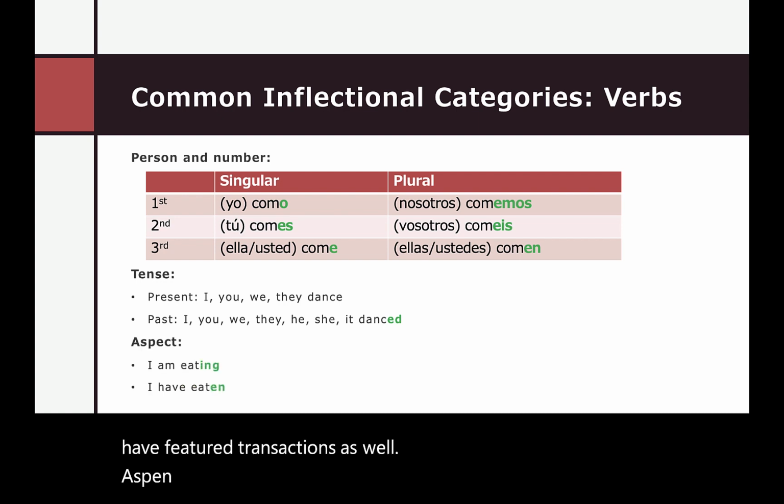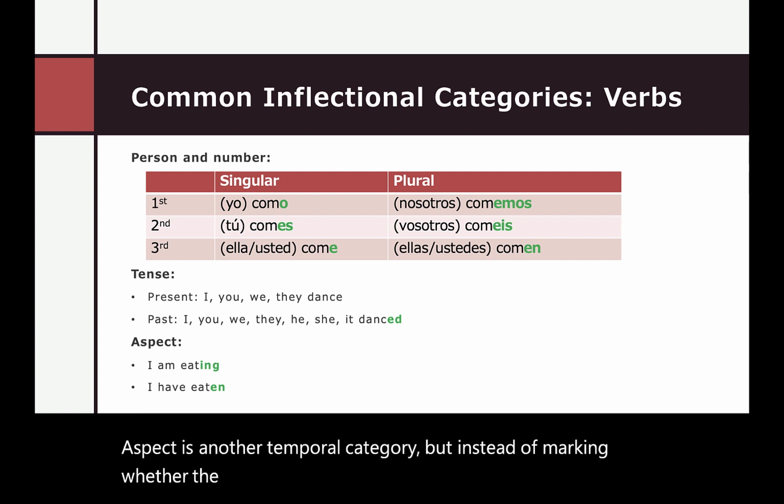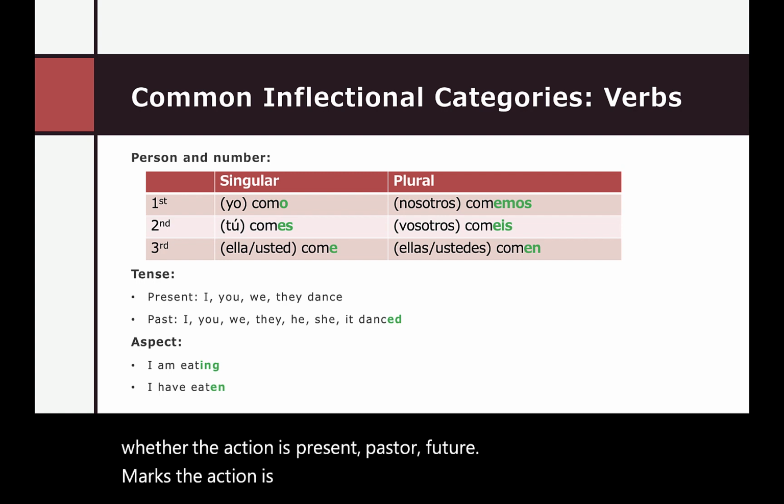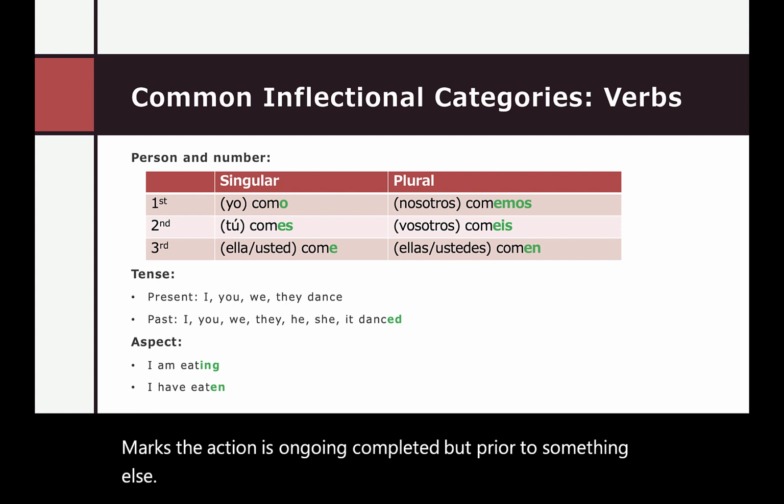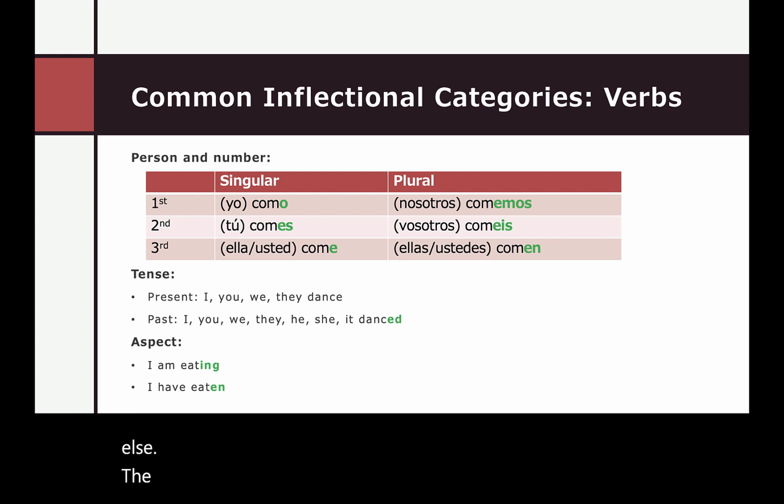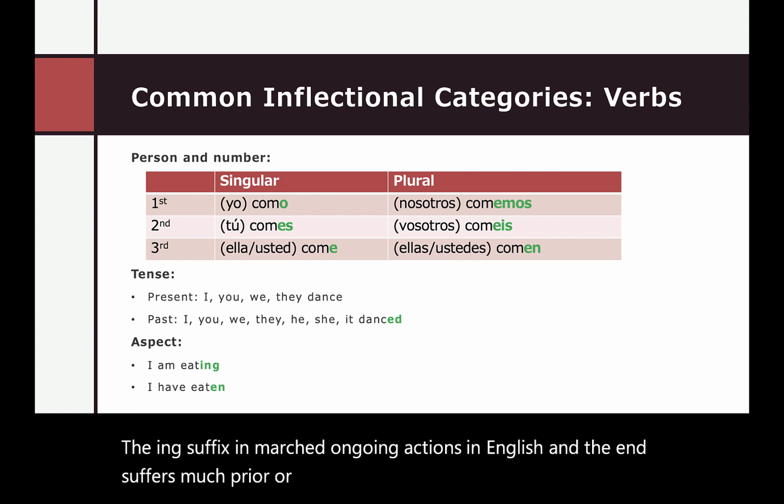Aspect is another temporal category, but instead of marking whether the action is present, past, or future, it marks the action as ongoing, completed, or prior to something else. The -ing suffix marks ongoing actions in English, and the -en suffix marks prior or completed actions.